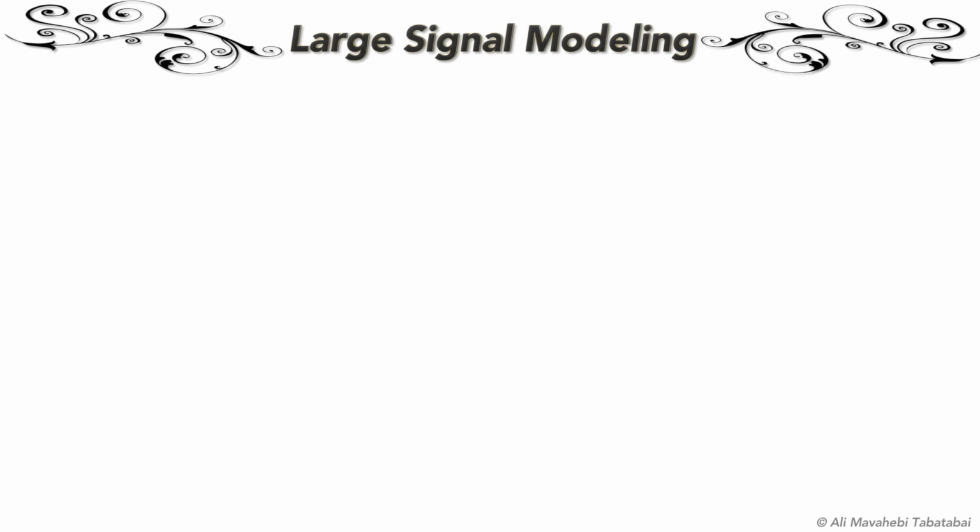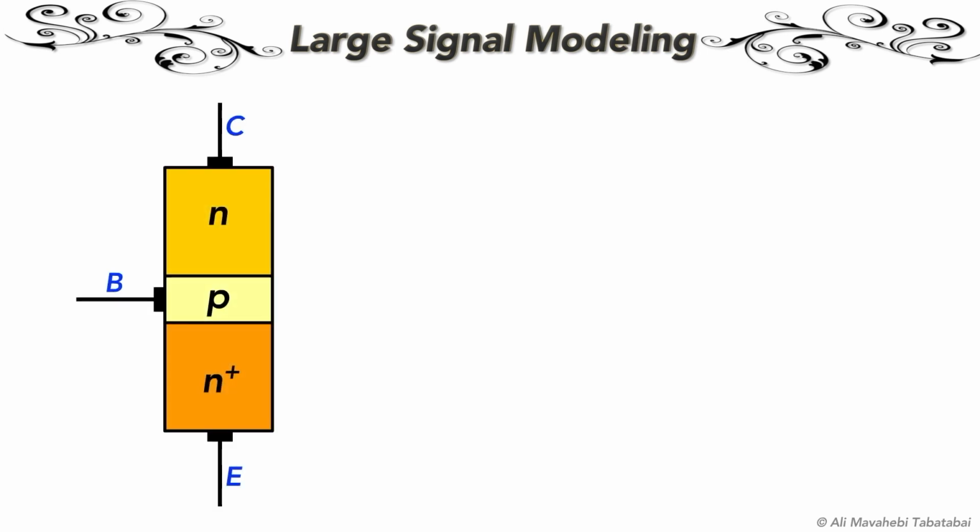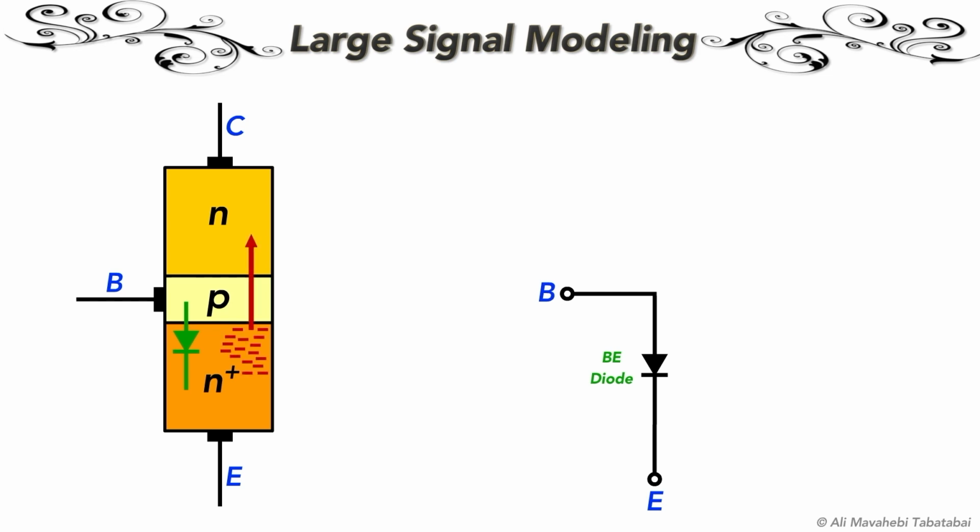Let's create a model for an NPN transistor. We know that there is a PN junction between base and emitter. So in our model, we draw a PN junction diode between base and emitter. When the transistor is working in the forward active region, electrons flow from emitter to collector. So in our model, between collector and base, we can place a current source. And by convention, the direction of this current source is opposite to the direction of electrons' movement.